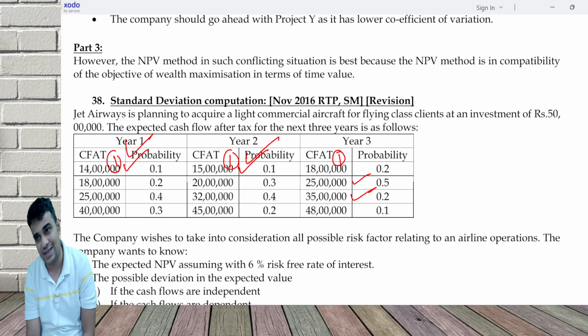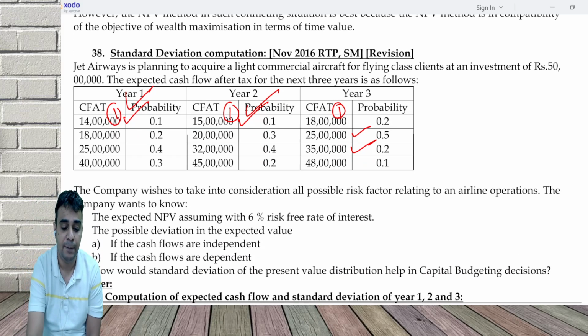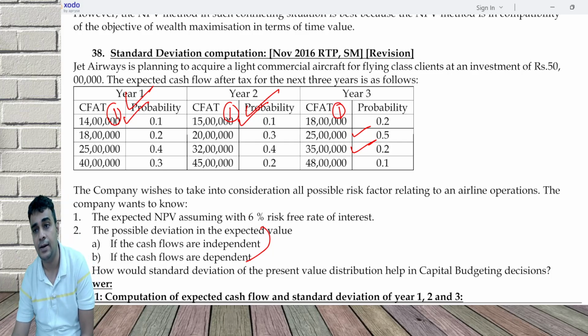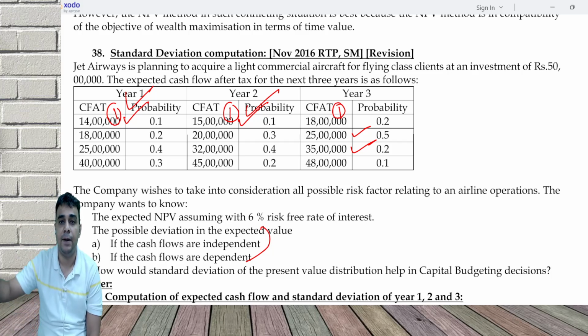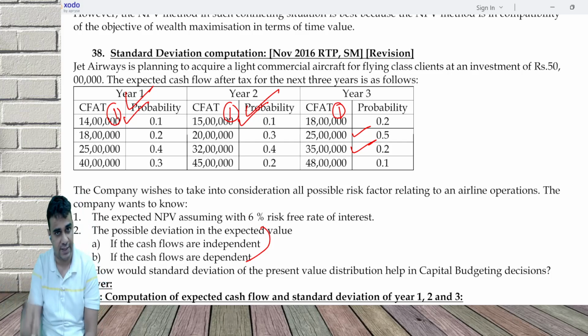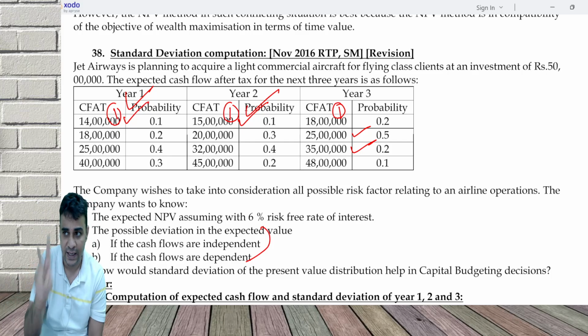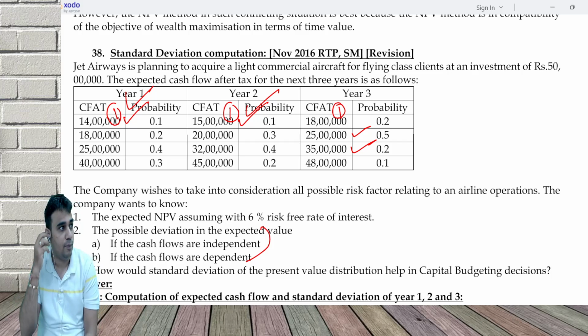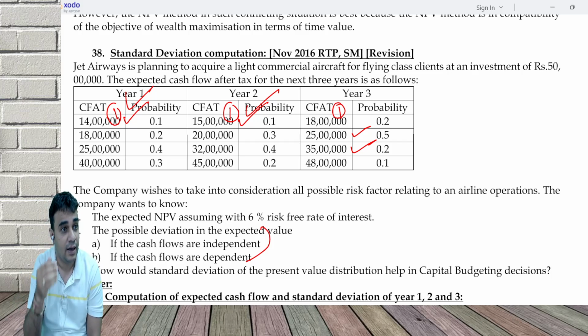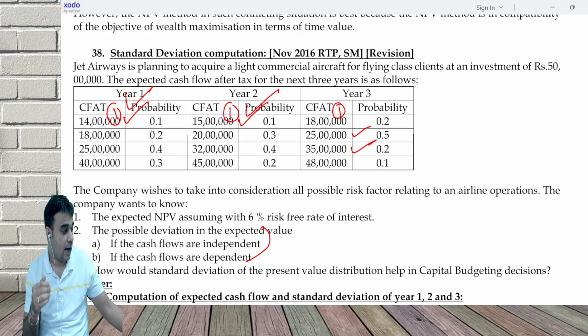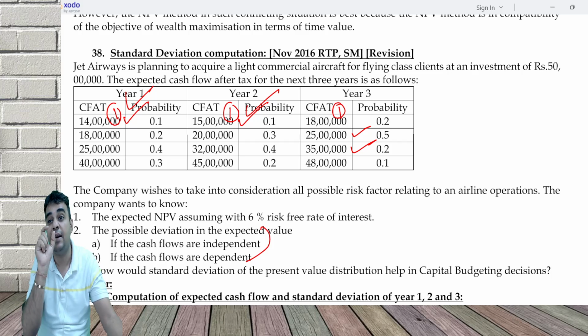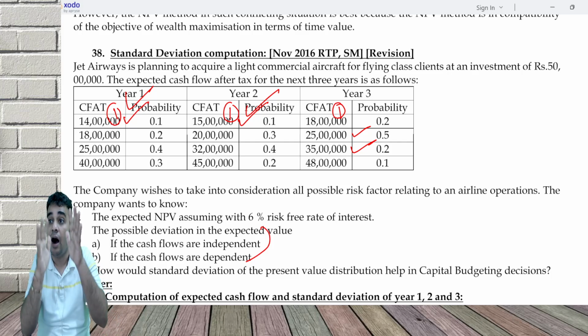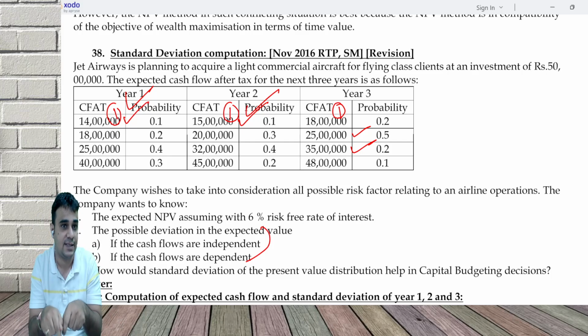Another reason for doing standard deviation every year is the question has said independent and dependent. For independent and dependent, first I need base numbers. So in Excel, I'll first show you first year expected cash flow, first year standard deviation. Second year expected cash flow, second year standard deviation. Third year expected cash flow, third year. Beyond that, the next step is calculating the standard deviation of the expected NPV. In that step, we will do it together.